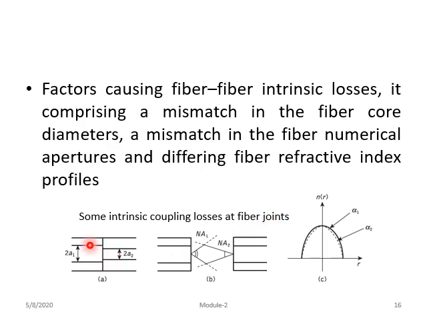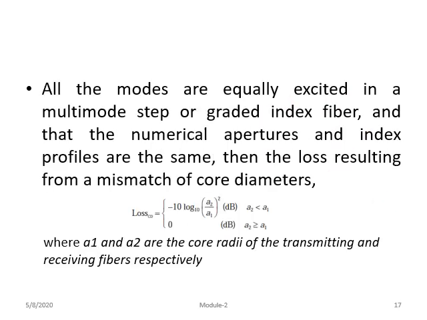You can see the core diameter is different from one fiber end to the other. This gives an intrinsic loss or coupling loss because the diameters are mismatched. Here the numerical aperture from one fiber end to the other is different, so again mismatched. The alpha parabolic profile of one fiber differs from the other fiber profile, so that is also not matching. All these factors contribute to the intrinsic loss between fiber to fiber connectors.